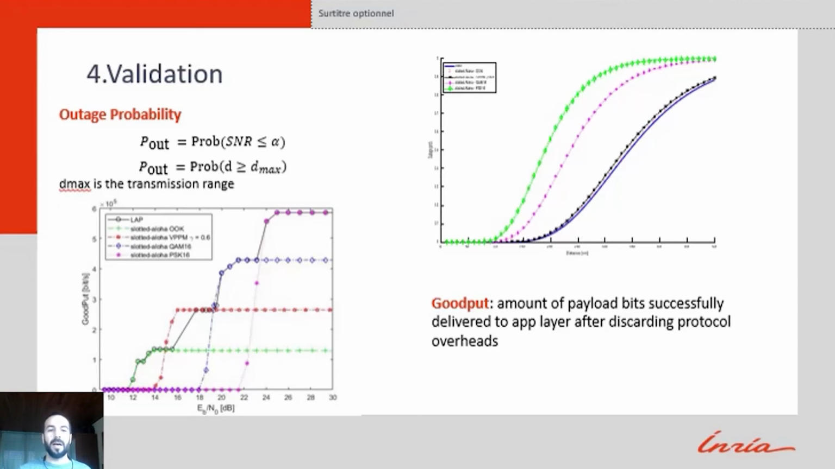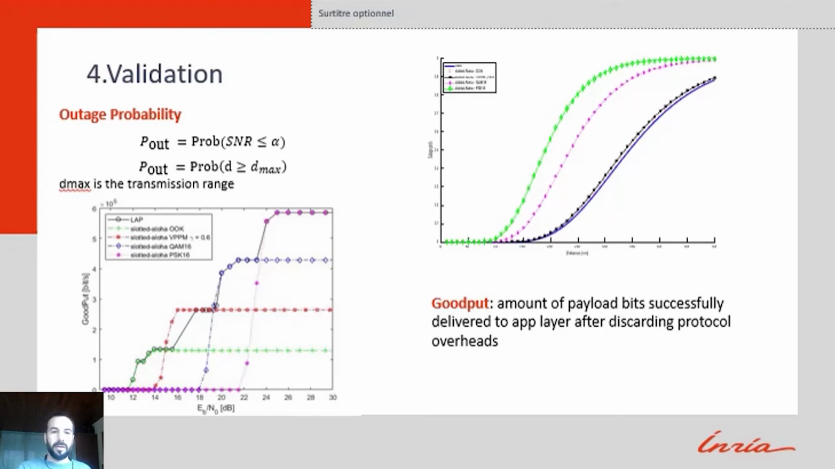If we fix the outage probability to 20%, which means 80% of the time nodes stay in the VLC coverage, our model has a higher coverage than slotted ALOHA using OOK by up to 3 meters, and it outperformed slotted ALOHA with VPPM and 16-QAM and also 16-PSK modulation.